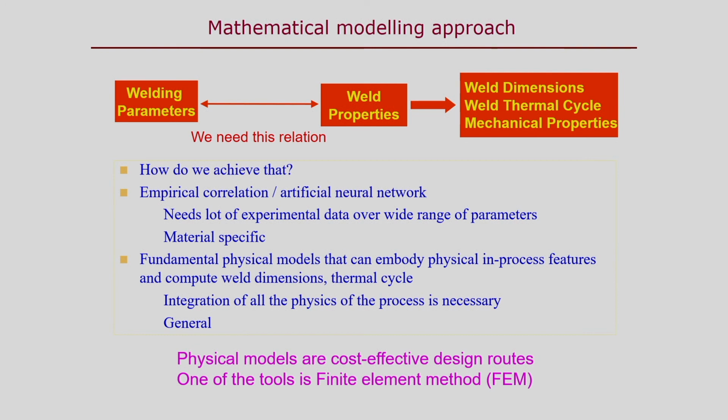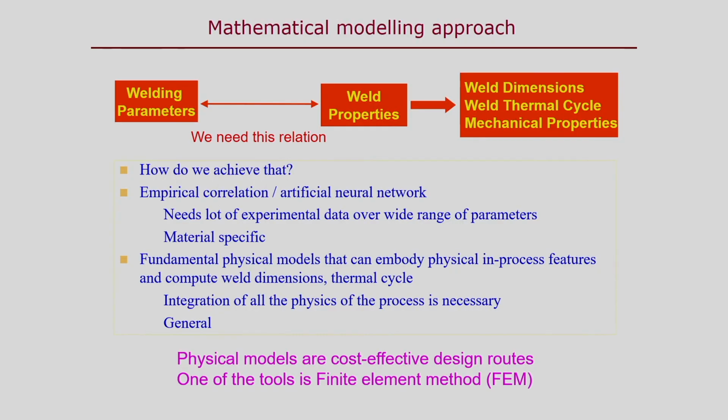So, that is why an empirical correlation, an artificial neural network, or any kind of statistical or data driven model needs a lot of experimental data to correlate over a range of parameters. And this experimental data is basically material specific. For example, if you change the material, then you have to evaluate all these parameters once again. So, a huge number of experiments is needed.